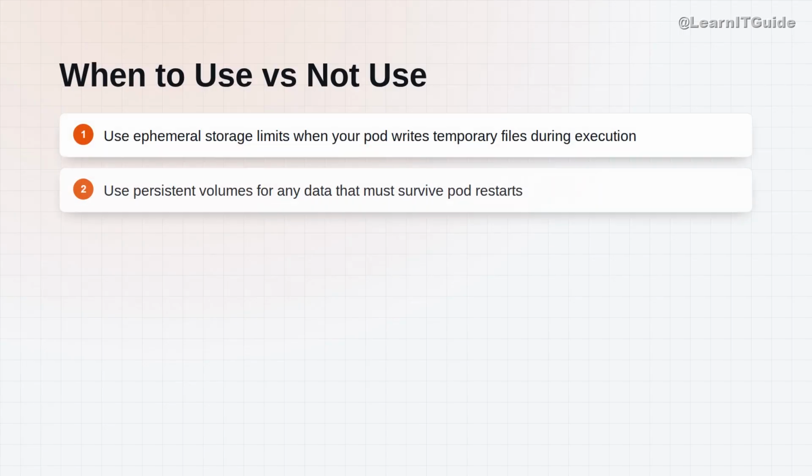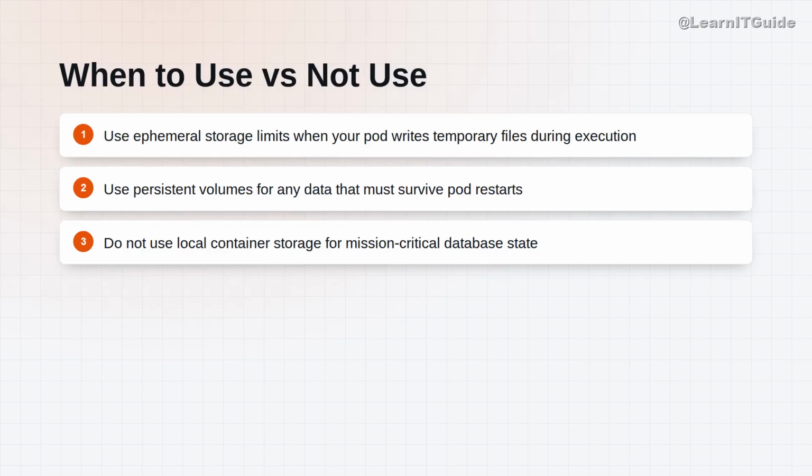So how do you decide? Use ephemeral storage limits whenever your application creates temporary files. It protects the node. Use persistent volumes for any data that must survive pod restarts. That is non-negotiable for stateful applications. And please, do not ever use local container storage for database state. It is not durable and you will lose your data. Use these criteria to decide if this tool is right for your situation.